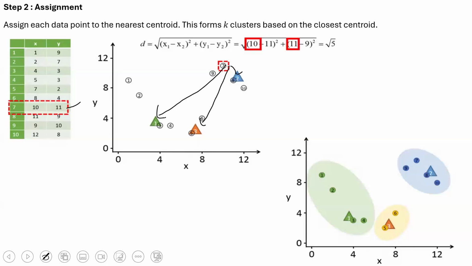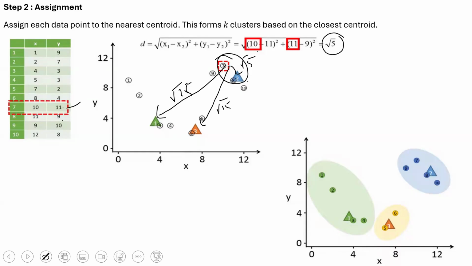Now when I calculate the distance, what happens? X1 is 10 minus x2. This point you already know, which is 11 comma 9. 10 minus 11 whole square plus 11 minus 9 whole square, which is equal to root 5. Similarly, I calculate the distance. Let's suppose this distance is root 5, this distance can be root 15, and this distance can be root 25. By just looking at this, you can say this point is close to cluster number 2, right? You assign this point to cluster number 2.